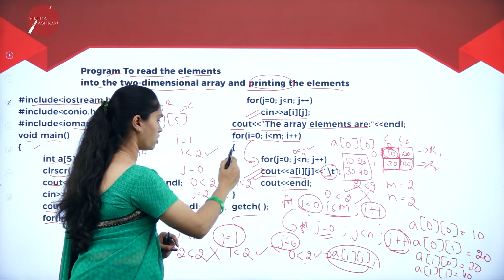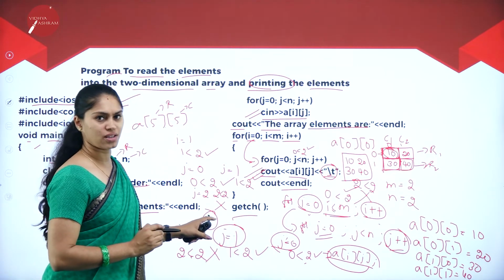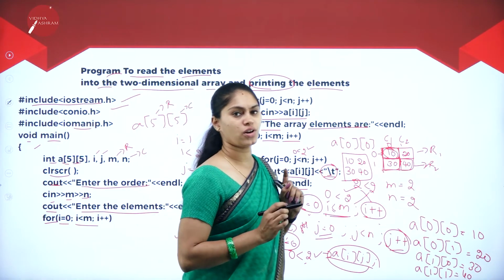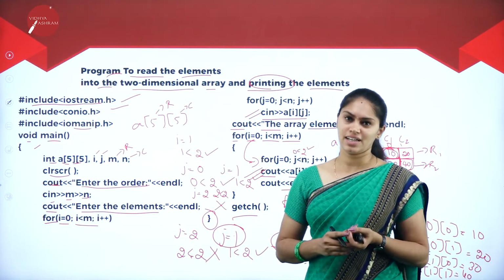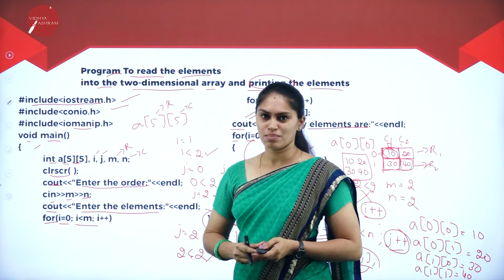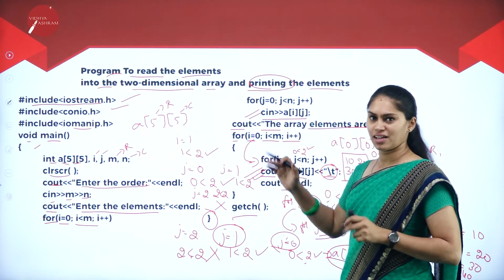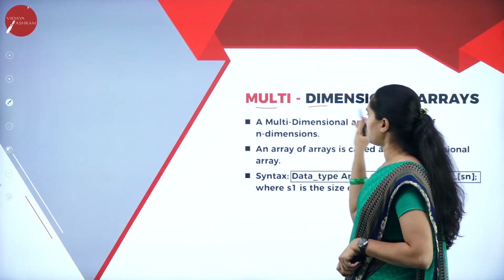Then we are going to close the for loop and getch, and we are going to close the main function. So this is how we are going to read and display the content of a two-dimensional array by making use of C++ programming. I hope you all understood two-dimensional array. So now we'll see about multi-dimensional array.